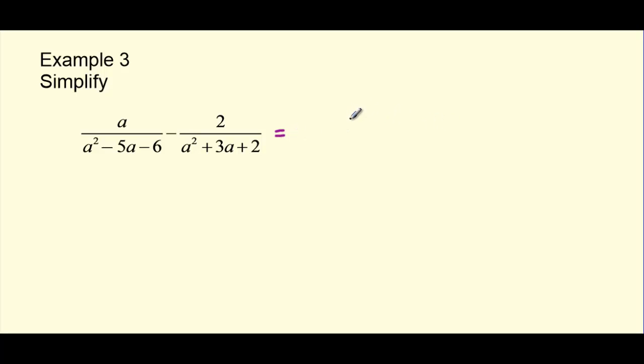a squared minus 5a minus 6 is a simple trinomial, so we're going to factor using sum product rule. Two numbers that multiply to negative 6 and add to negative 5 are negative 6 and positive 1. And to factor the denominator on the second fraction, a squared plus 3a plus 2, two numbers that multiply to 2 and add to 3. Well, that's easy. a plus 2 and a plus 1.